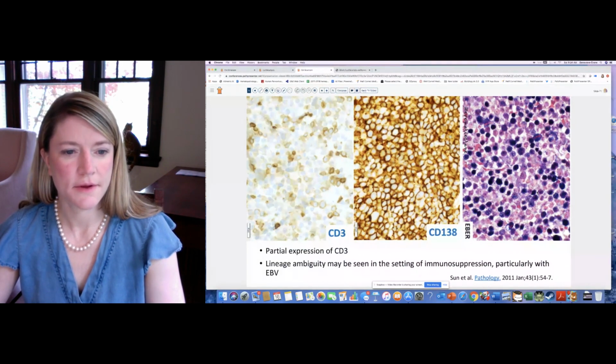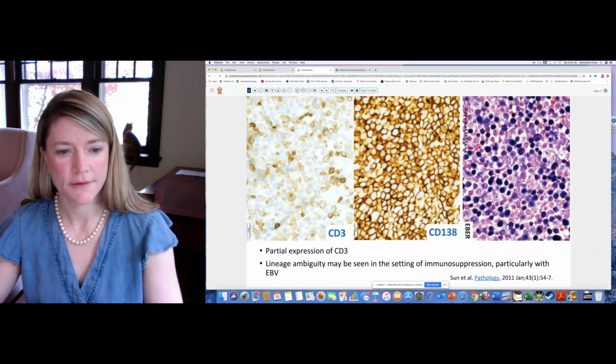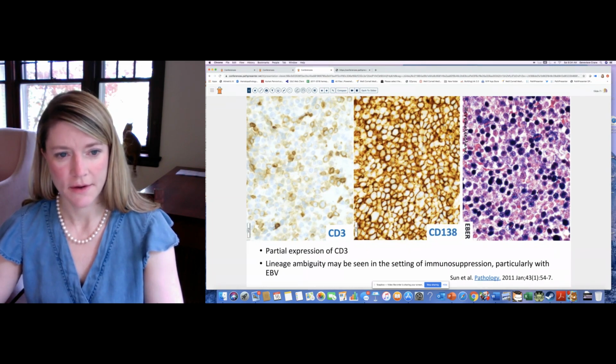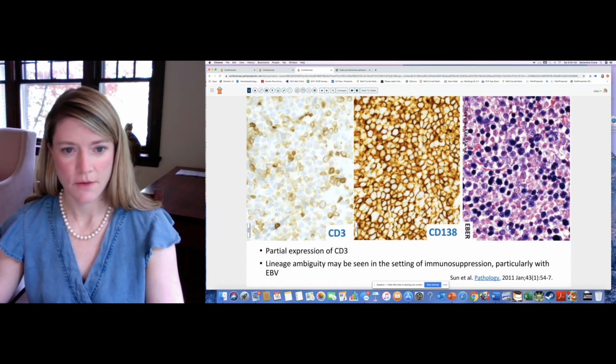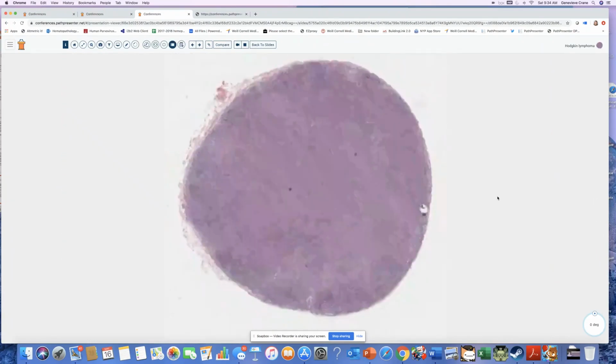In some cases, you'll see staining with T-cell markers as well. There is some lineage ambiguity, particularly in the setting of immune suppression and with EBV positivity. In this case, it's only dim and would be unlikely to be confused with a T-cell lymphoma, but that is something to be on the lookout for.